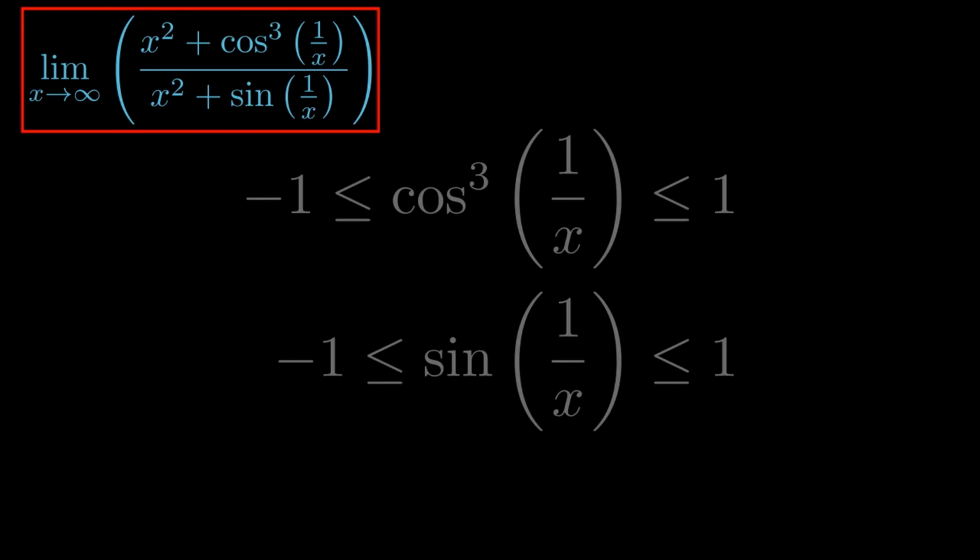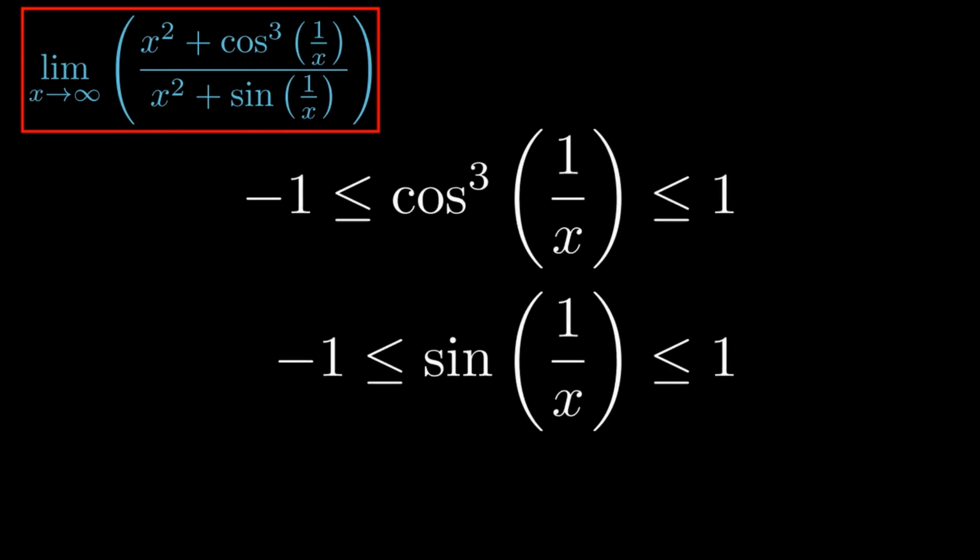Hey everyone, in today's video what we're going to do is evaluate the following limit using the squeeze theorem. Now before we begin, let's just note something. We have that cosine cubed of 1 over x is bounded below by -1 and above by 1. We have the exact same thing for sine of 1 over x. We can use this information to figure out lower and upper bounds for what we have inside of the limit that we want to evaluate.